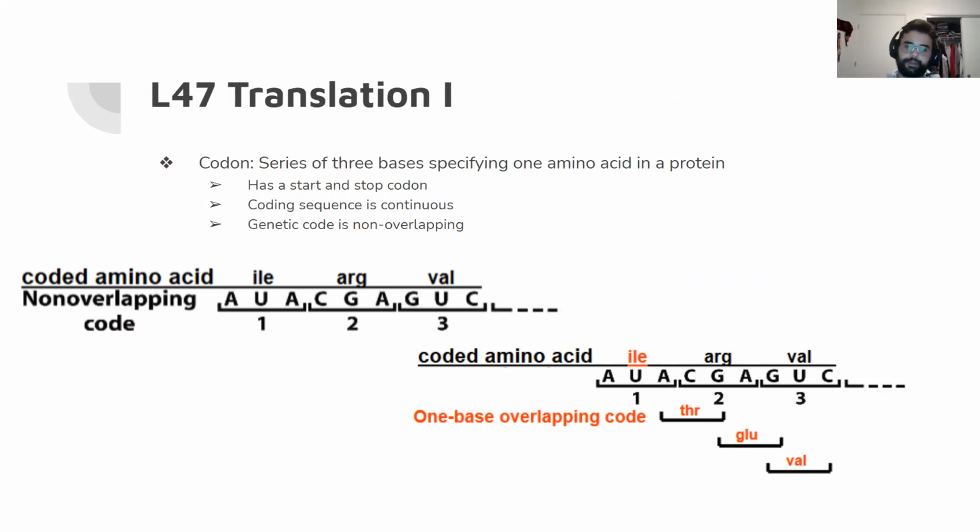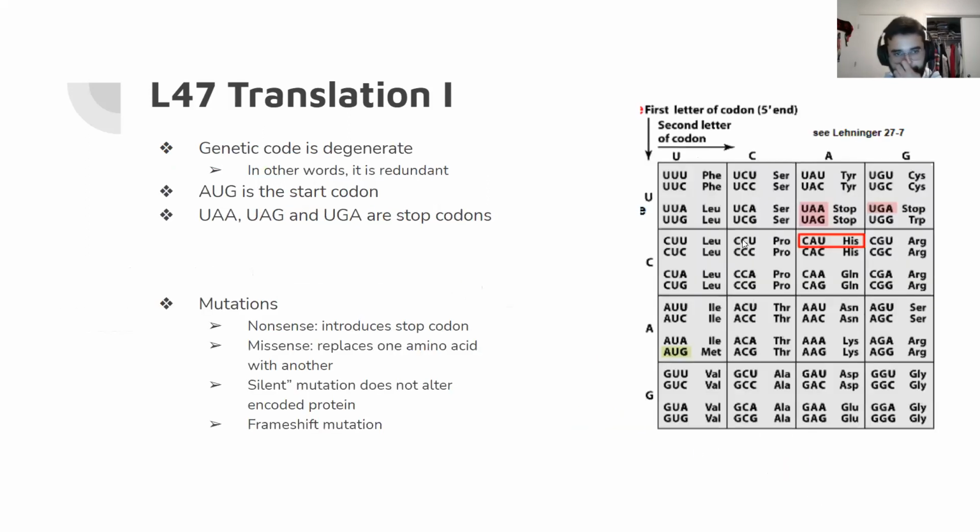Before we start, we have to look at what a codon is. A codon is just a series of 3 bases that specifies a specific amino acid. We have a start codon. We have 3 stop codons, and a coding sequence is continuous and non-overlapping. Because if we did have overlapping, so this is the original amino acid that's being coded, we'd have completely different amino acids being coded.